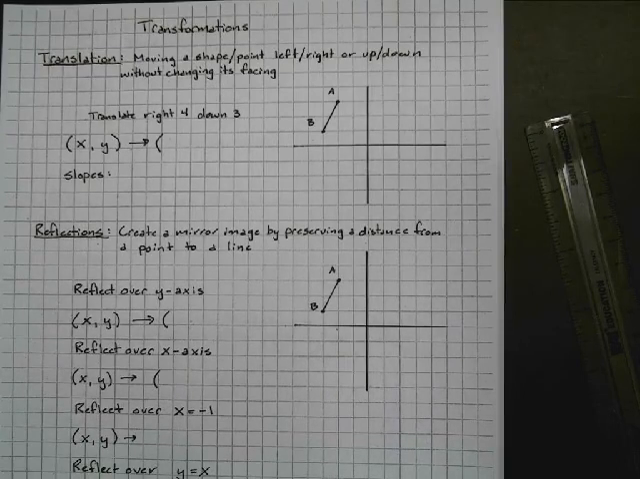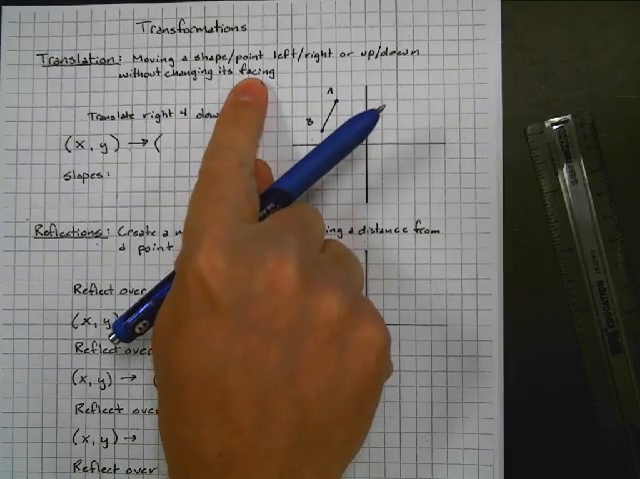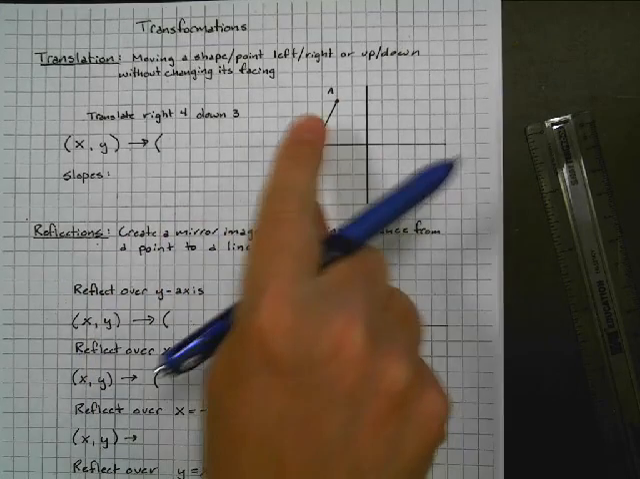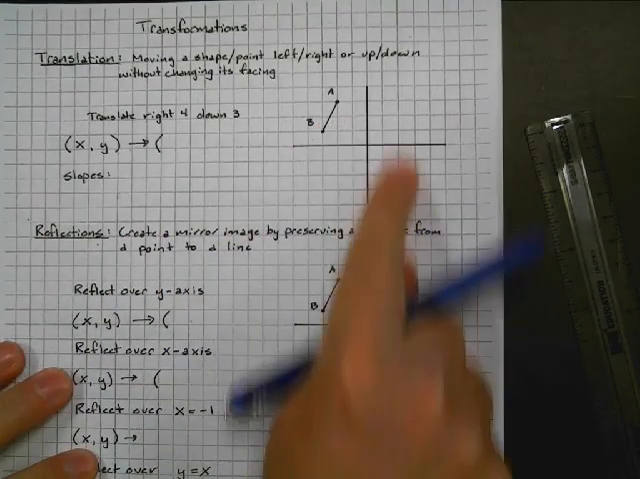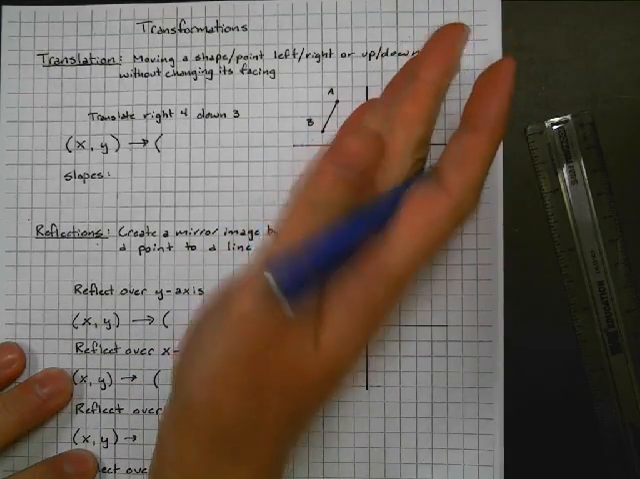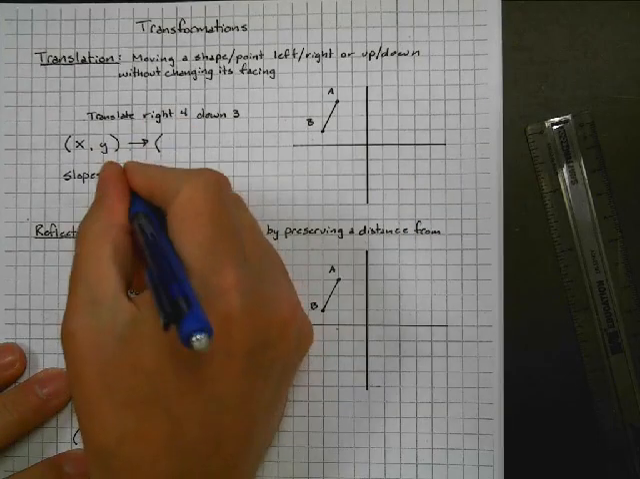So our first one is the most basic. In a translation, we're just going to move a shape or a point left or right, up or down, without changing how it's facing. So if I take this and start moving it around, it's still always going to be increasing right there. It's going to have the same slope no matter what I do. So the slope is going to stay the same.